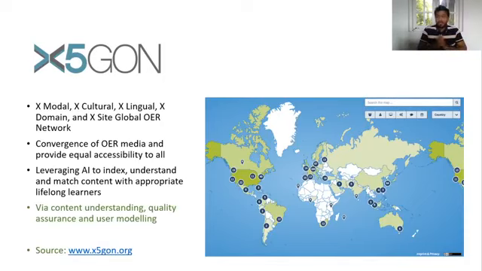with right now. Just to briefly explain to you what we are doing at UCL. So I'm working in this project called X5GON, which stands for cross-modal, cross-cultural, cross-lingual, cross-domain, cross-site global open educational resource network.